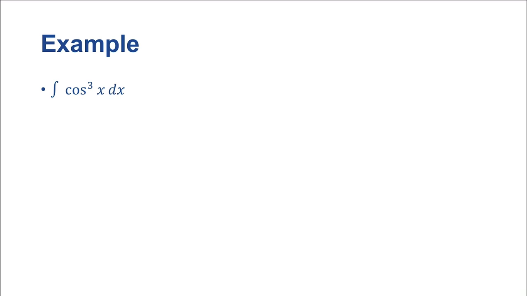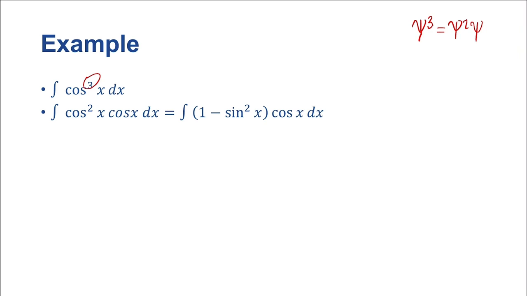So we have an odd power of cosine, but actually what we can do is, well, let's say cosine is equal to some variable. Let's call this variable psi. So if cosine is equal to psi, then we have psi cubed is equal to psi squared times psi. We can do that. So now let's set the integral of cosine cubed of x dx equal to the integral of cosine squared of x times the cosine of x dx.